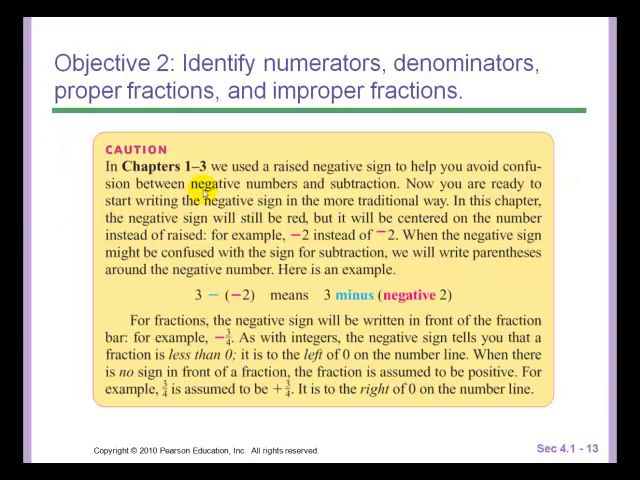A quick note about negatives. In chapters 1 through 3, we used a raised negative sign in the book. I, however, always wrote it with the parenthesis around it. Now the book is going to start using my notation for everything. In this case, this one means subtraction or minus, and this one means a negative. They will still use red to help indicate negatives versus subtractions, but you have to be a little more careful.